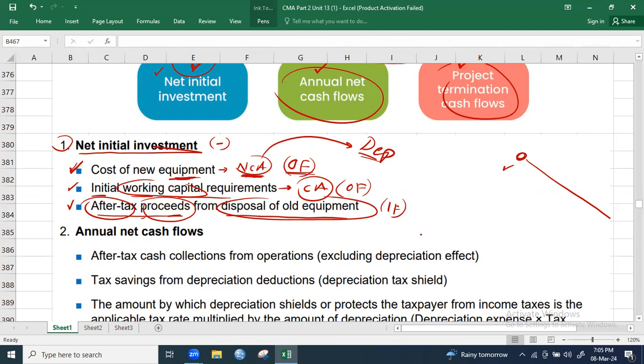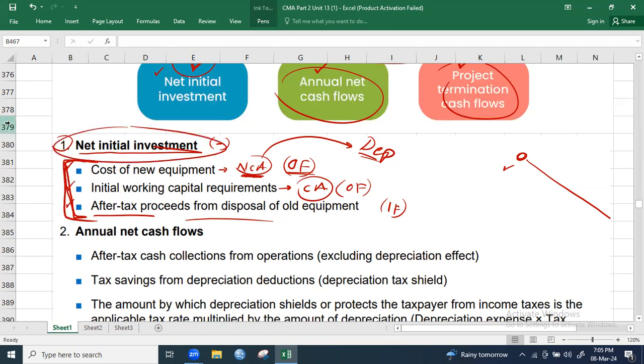Now I'm going to show you these things in calculation. Cost of new equipment, plus net working capital requirements, and plus or minus after tax proceeds from disposal of old equipment. If I net off these three values, this is called net initial investment, and I will write it as an outflow in year 0. Let's have a look first, then I'll come to the annual cash flows, then I'll go to the project termination cash flow.